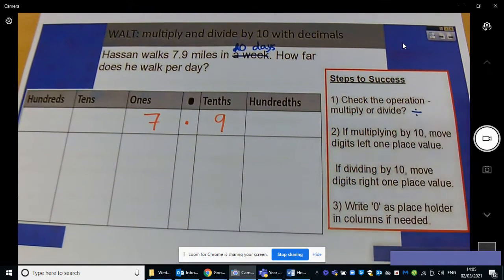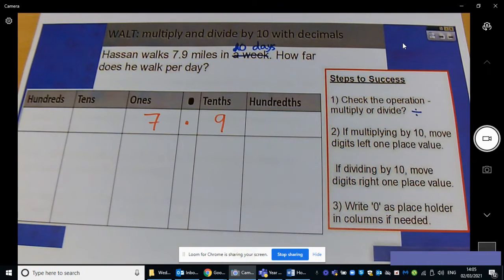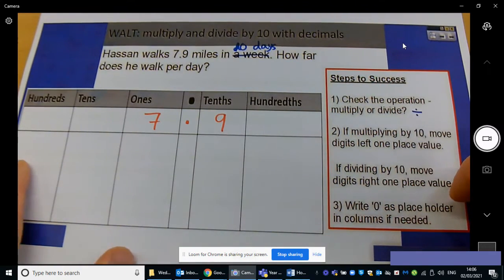So maybe this will help now. Pause the video. We're dividing by 10, so you need to move the digits right one place value. So see if you can do that without me. Pause the video now. Okay, so let's see how you got on with that.